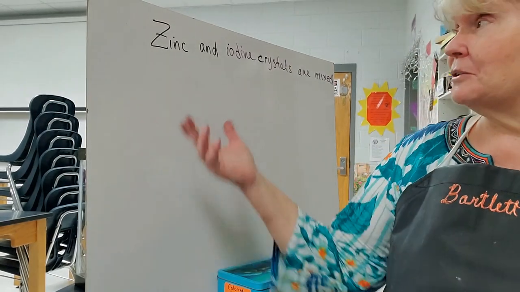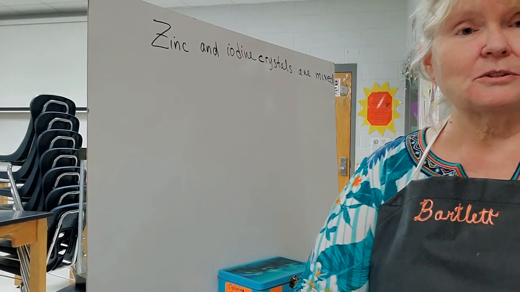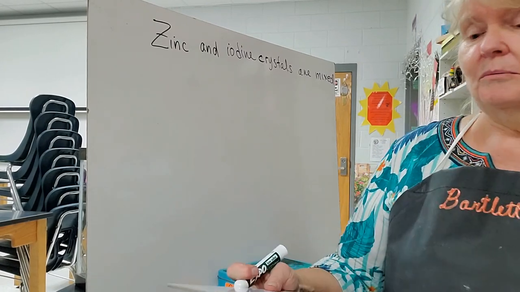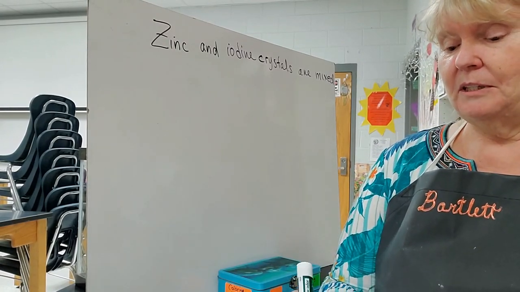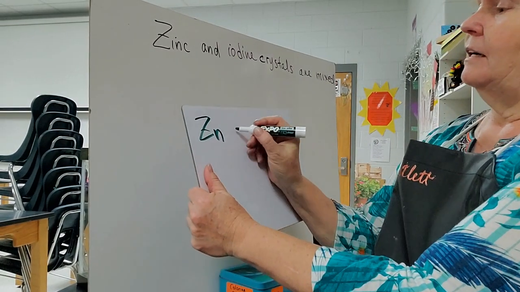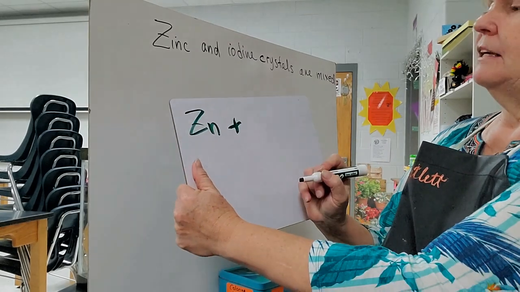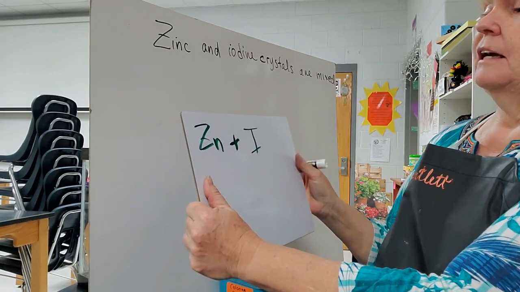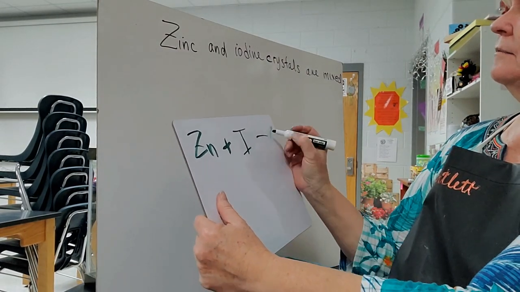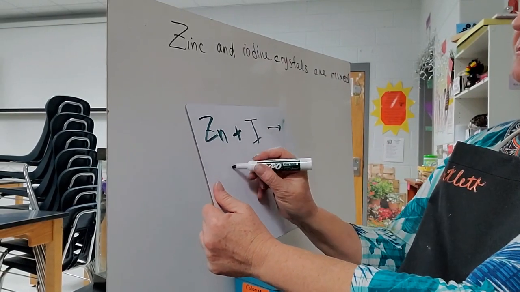Well, what I'm going to do is take zinc and mix it with iodine. Now, it says crystals. Does that really mean anything? No, not for our reaction. So I'm going to put zinc, and you know the symbol, and a plus sign, and then iodine, and an arrow to show that these are reacting. And what are they forming? Well, right now, let's just mix them.